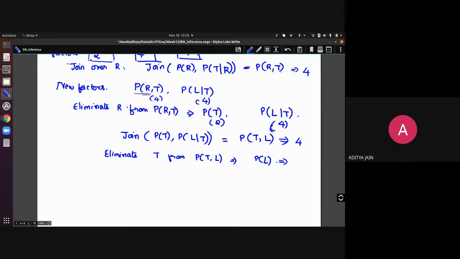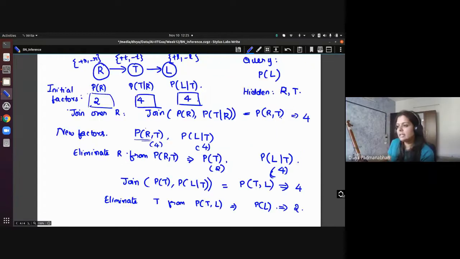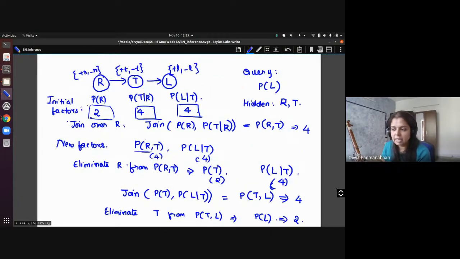Okay, so you see that by doing this, if you look at all the factors that you got, the size of the factors never exceeded 4. It was always at most 4, though there are 8 possible configurations. Each of the tables that you got had just 4 values. So there's some benefit in doing these joins and eliminates.